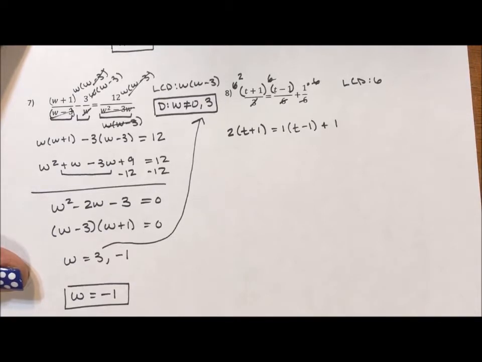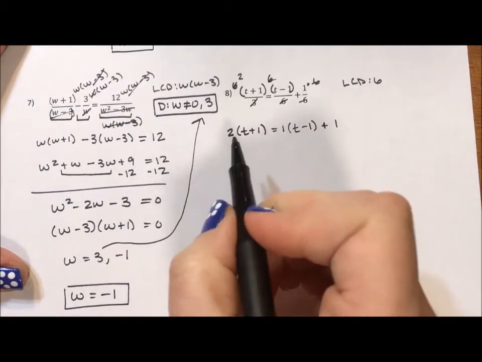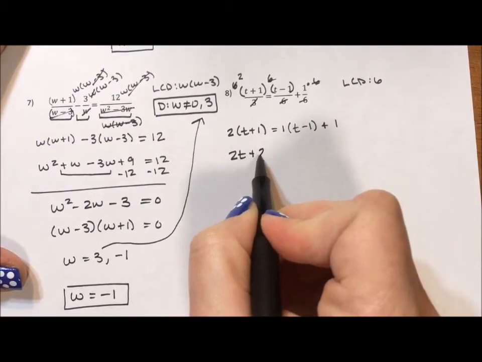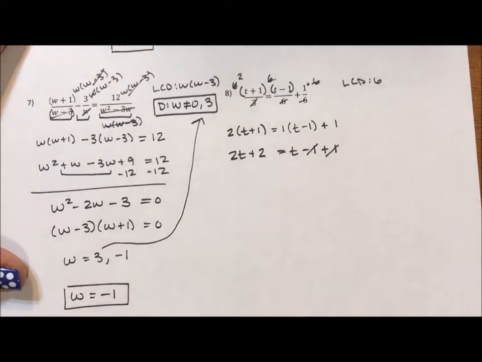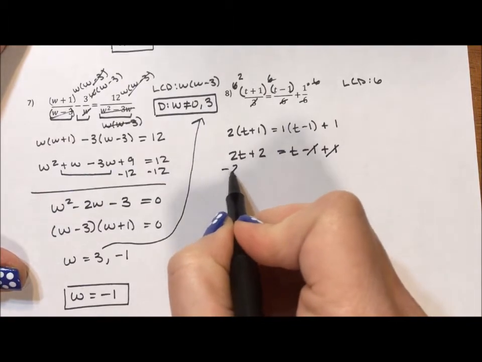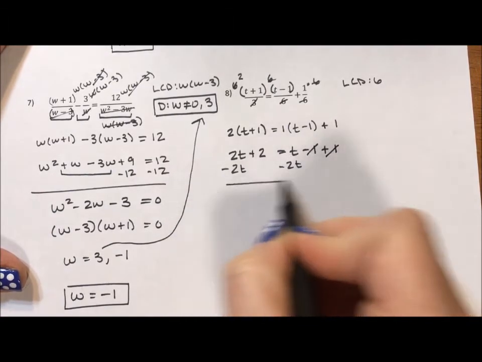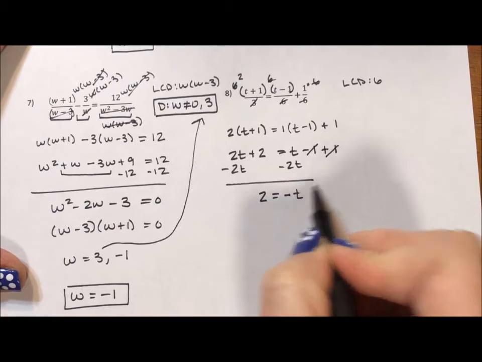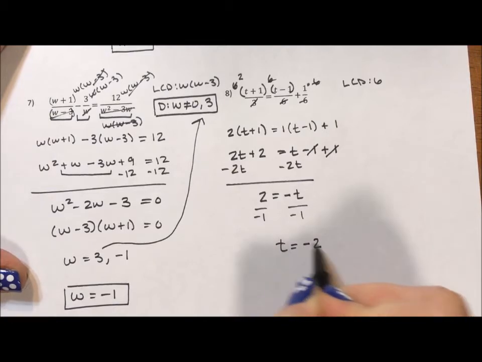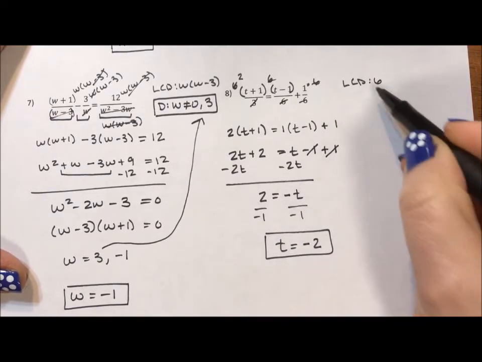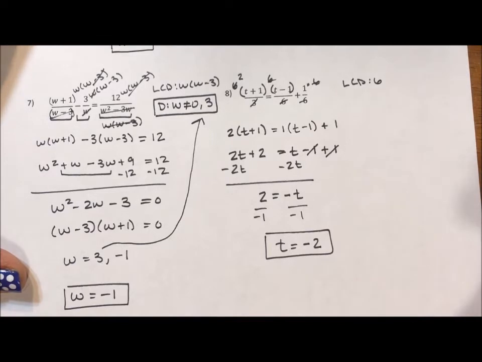Now that I've cleared my fractions, it's a little bit of an easier problem. I will distribute to eliminate my fractions. 2t plus 2 equals t minus 1 plus 1. Minus 1 plus 1 is 0. I'll subtract the t over so that I have 2 is equal to negative t, and then divide by negative 1. So t is equal to negative 2. There is no restriction because there are no variables in the denominator, so we don't have to worry about domain. Negative 2, double check by substituting it back in.